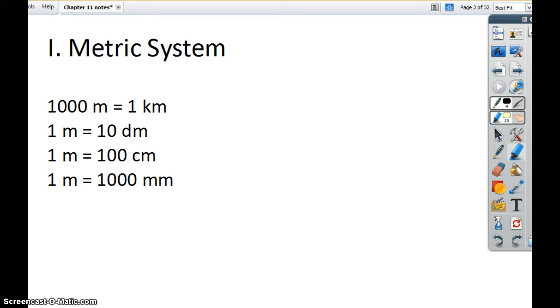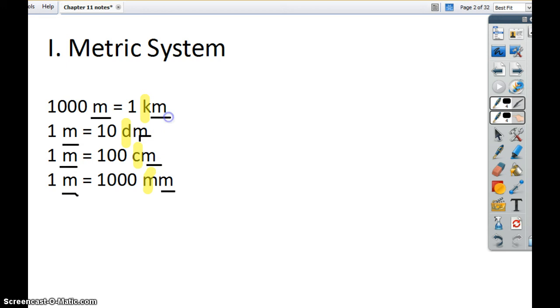You need to know that 1 meter is 10 decimeters, 1 meter equals 100 centimeters, and 1 meter equals 1,000 millimeters. Now the prefixes, which I'm highlighting, always stay the same. The base units, which I'm underlining, are what can change.